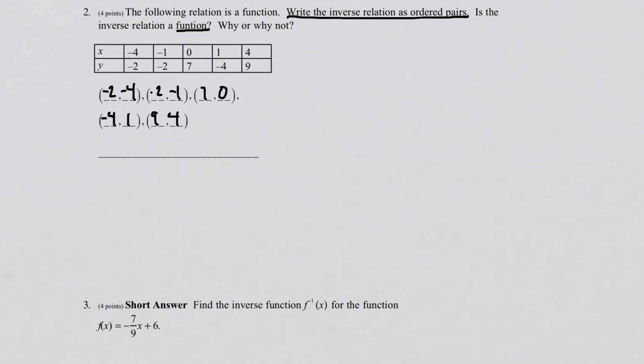The second question is, is the inverse relation a function? Why or why not? Let's recall back when we started talking about functions. I told you guys that a function is always going to be one-to-one, meaning for each input there's exactly one output, or it could be many-to-one.